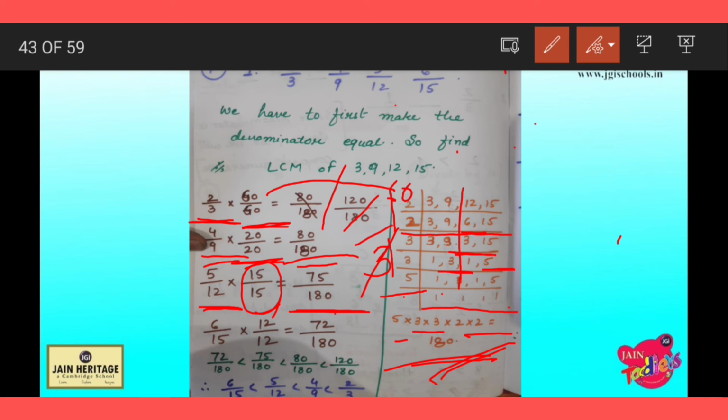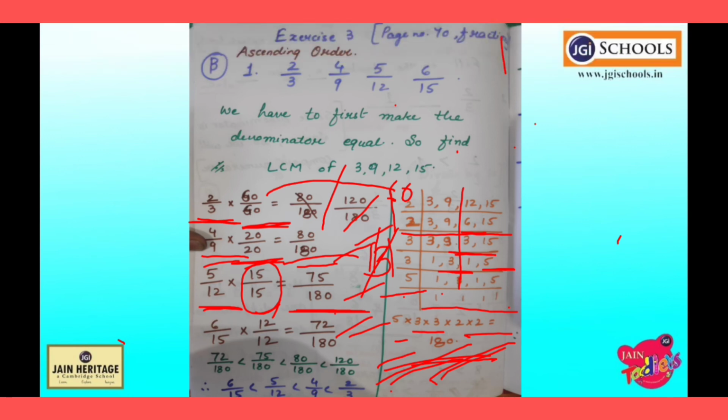Now arrange these fractions which you got in the ascending order, means from lowest to highest. 72 is the lowest numerator here, 75 is next, 80 is third one, and 120 is the last one. So what was the original fraction of this? 72 is 6 by 15, 5 by 12, 4 by 9 and 2 by 3. It is the ascending order of our series.